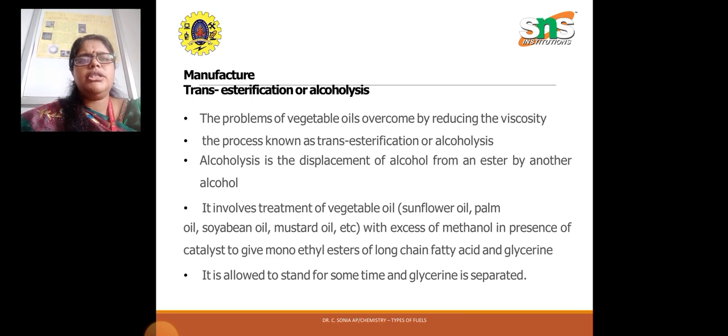How are we manufacturing the fuel from these? It is the trans-esterification or alcoholysis process, in which the problems of the vegetable oil are overcome by reducing the viscosity. Alcoholysis is the displacement of the alcohol from an ester by another alcohol. It involves treatment of vegetable oil, which may be sunflower, palm, soya bean, mustard, etc., with excess methanol in the presence of a catalyst to give methyl esters of the long chain fatty acid and glycerin. It is allowed to stand for some time and the glycerin is separated.